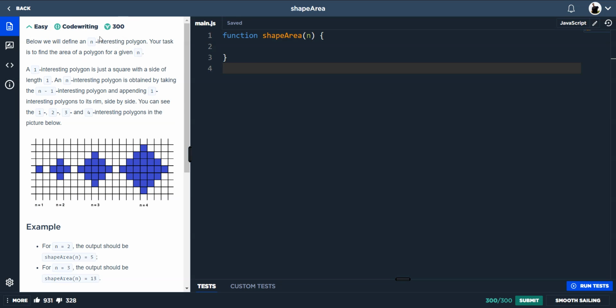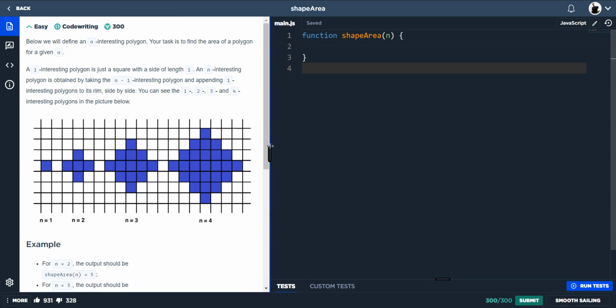Okay, so this one is shape area. Below we'll define a n, which is an interesting polygon. Your task is to find the area of the polygon. One sec.